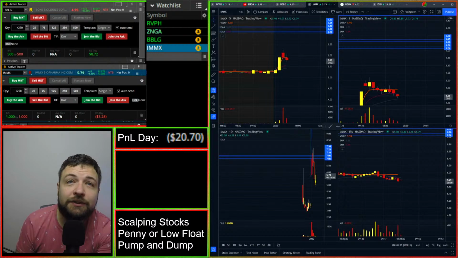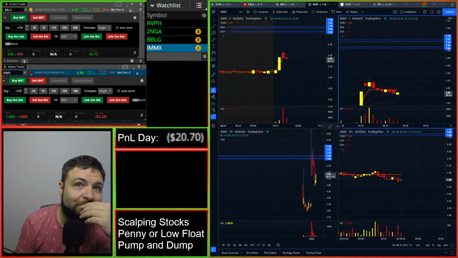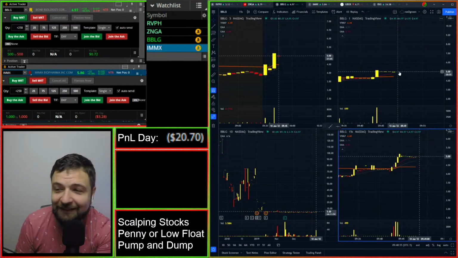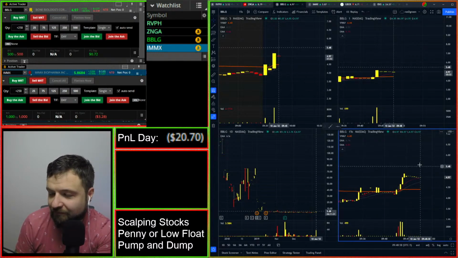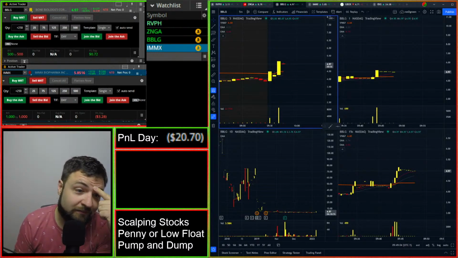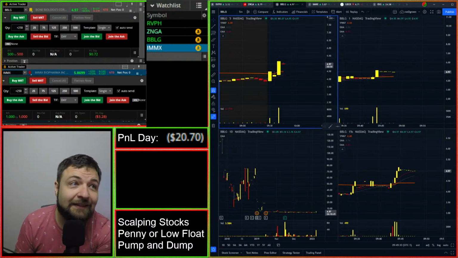You see how BBLG is halted, but yet you still see trades going through? Look at this. It halted at 514, and then now the last trade was 497. I have no idea. And my DAS is not showing that it's halted. Usually DAS has that on top of level 2-ish as a volatility halt, and it shows you the time it got halted.